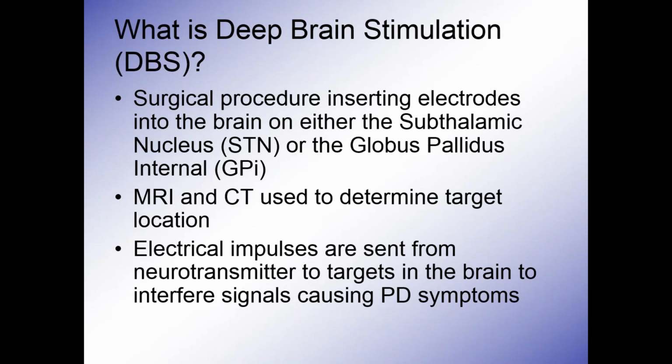And then once those electrodes are implanted, we can use electrical impulses that are sent from basically a pacemaker, which is embedded on the surface of the skin of the chest, to target and interfere with the signals of the brain that are causing the Parkinson's symptoms.